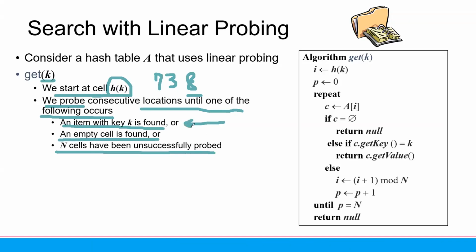If you find the key, okay, then you will return the key. But if you go through every cell and there is an empty cell, it means you cannot find the key. Or if you already finish n times, but you still cannot find the key. So there are 3 conditions. And yeah, this is the algorithm.